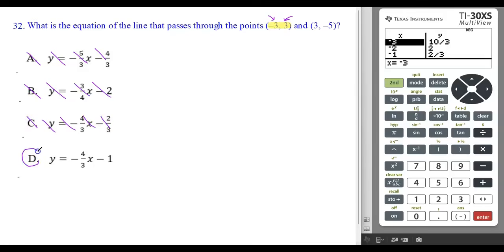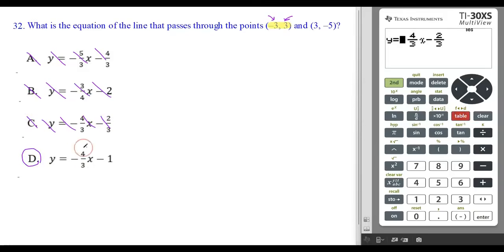Now, let's go through D, because I want to show you why it's the answer. Let's go back to table. Go ahead and punch this in, -4/3 x minus 1. I'm going to hit clear.